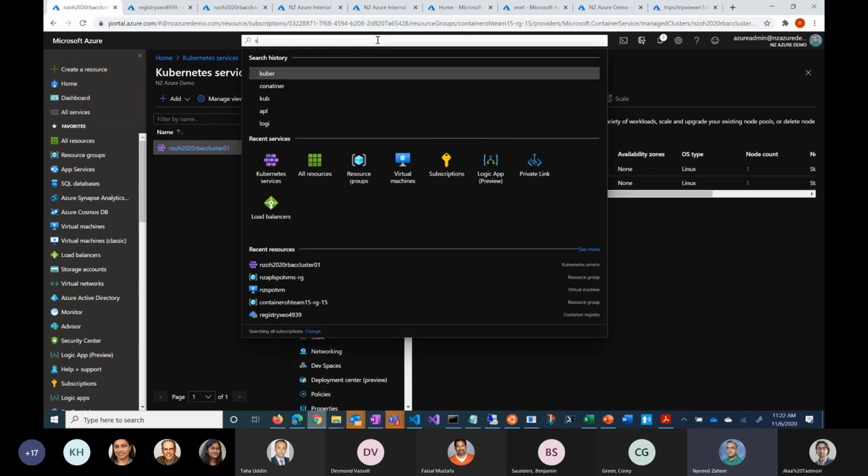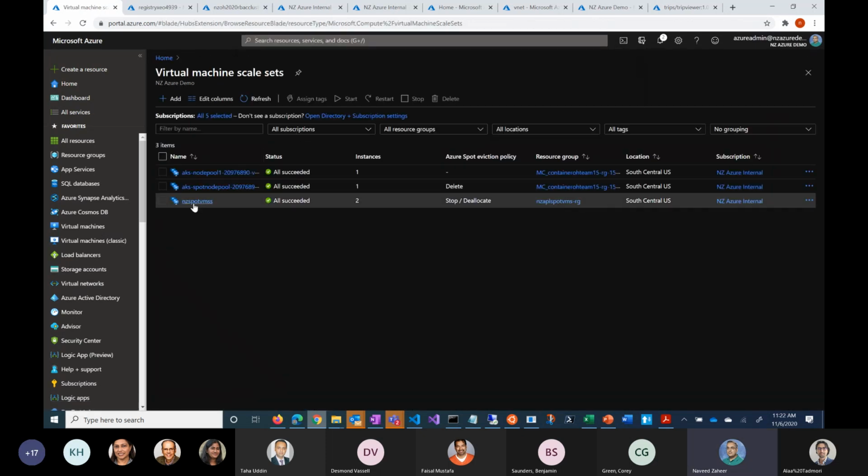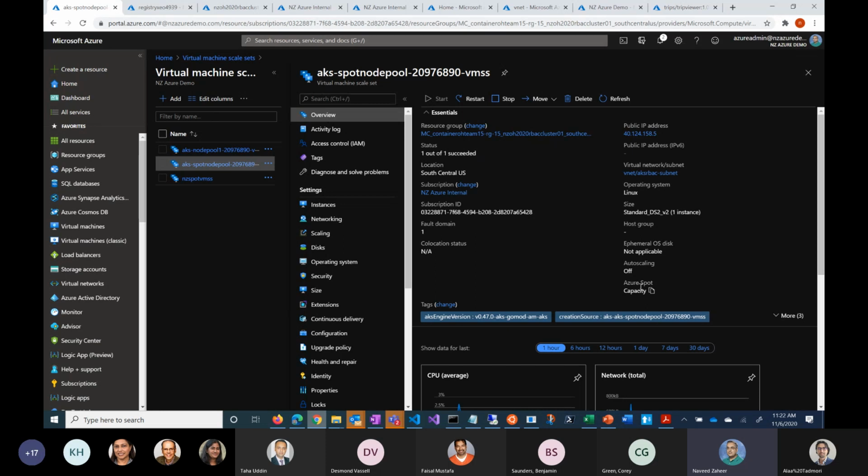And let me show you the scale set that I had. This is the machine scale set that I created earlier, and this is Azure Spot. It's based on capacity, and it's currently running. So this is basically a VM scale set. It clearly says that it's based on capacity. And this is the virtual machine scale set that I have created with AKS. And once again, look at the Azure Spot capacity. So this is something about the Spot instances.